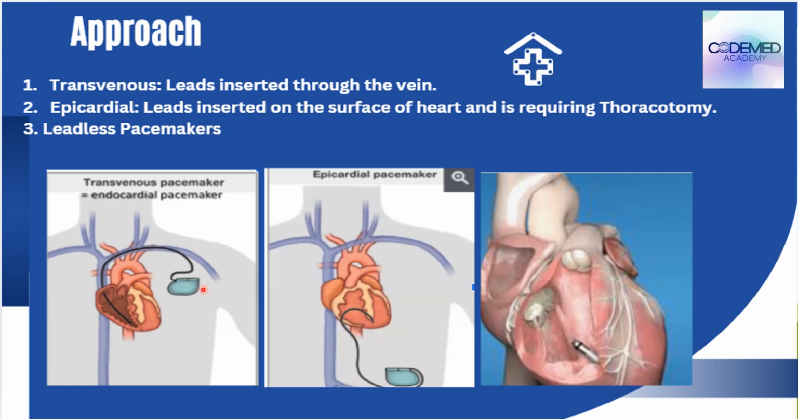So depending upon the approach, we call it transvenous where the leads or wires are inserted through the vein. In your documentation, there will be mention of the leads going through the subclavian vein, and then you should understand that it is transvenous. Epicardial is a lead inserted on the surface of the heart and requires a thoracotomy. So whenever there is an epicardial lead placement, pay attention to the word thoracotomy, surgical opening of the chest, and then putting the leads.